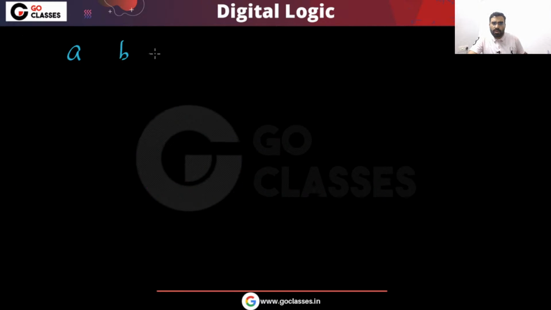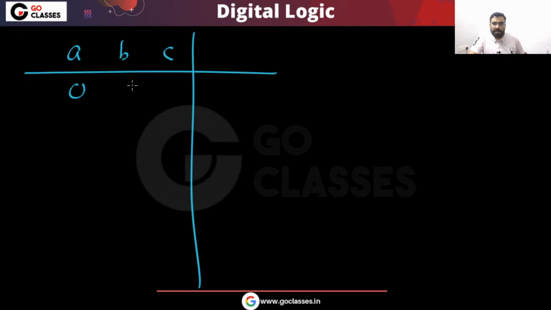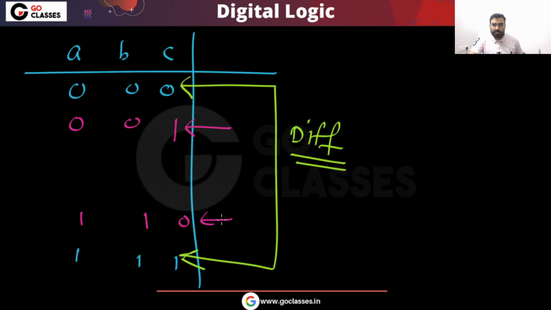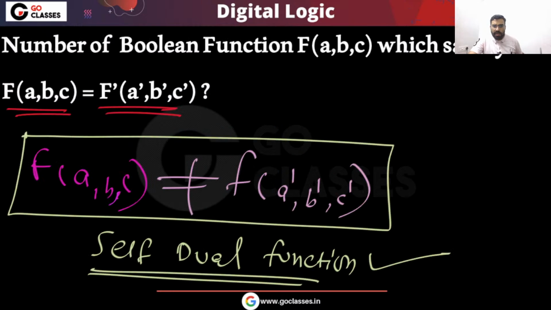Like this, you have A, B, C. These are the three variables. So this 000 should be different from its complement, these two must be different. And similarly these two must be different. Like if I say 001 and 110, these two must be different. So this type of function is called a self dual function. f(a,b,c) is different from f(a bar, b bar, c bar).